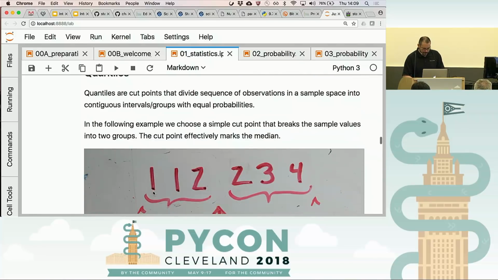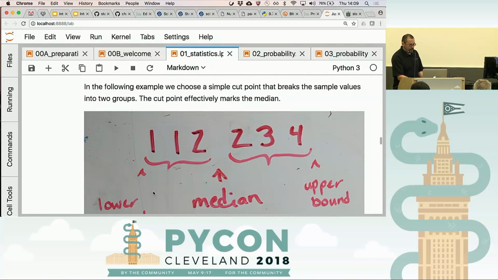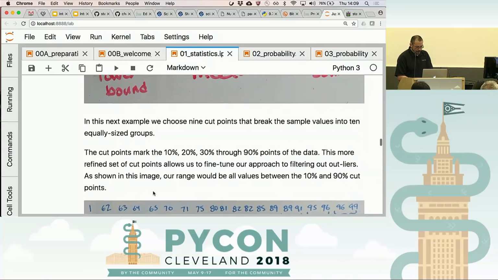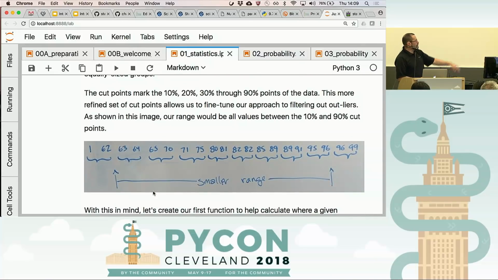All right, quantiles. So again, these are kind of these cut points. If I have 6 values and I've got a cut point in the middle, it breaks my values into 2 sections. That middle, in our case, would be the median. If I have a lot more values, like 1 and 62, 63 and 64, 65 and 70, this breaks up my range of values into 10 quantiles.